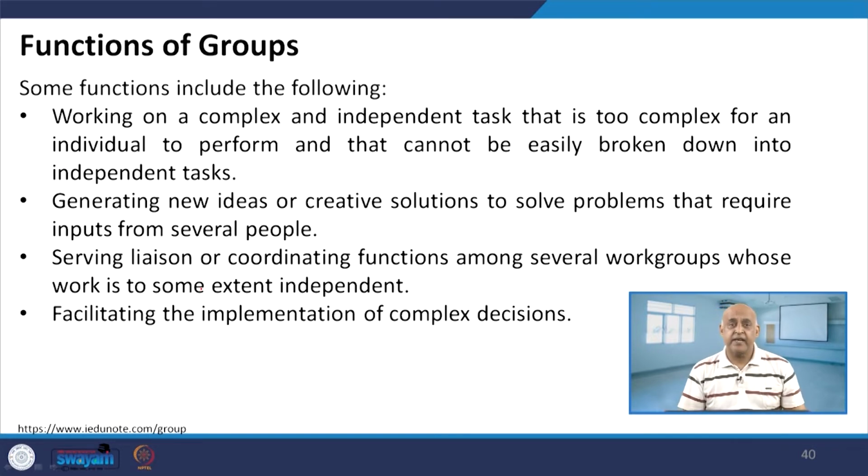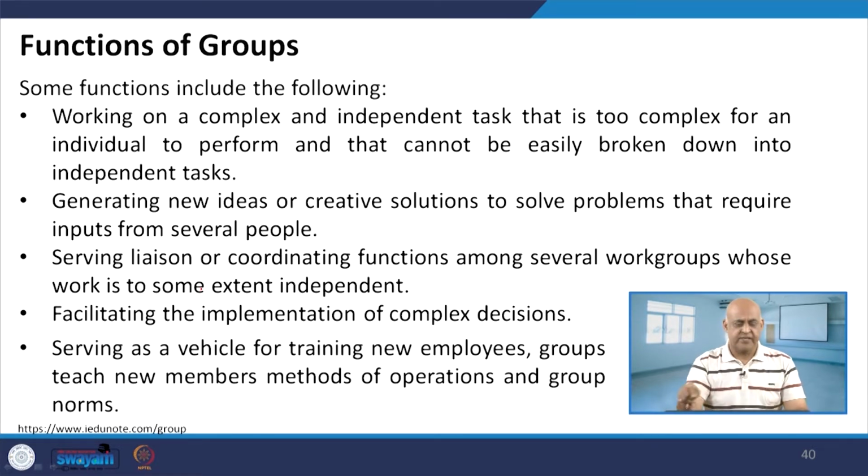But generating new ideas and creative solutions requires inputs from several people. Groups also serve liaison or coordinating functions among several work groups whose work is to some extent independent, facilitating the implementation of complex decisions. So, with the help of your group, you are able to solve that problem and accomplish that particular target. Groups also serve as a vehicle for training new employees: groups teach new members methods of operations, and the group norms are there.